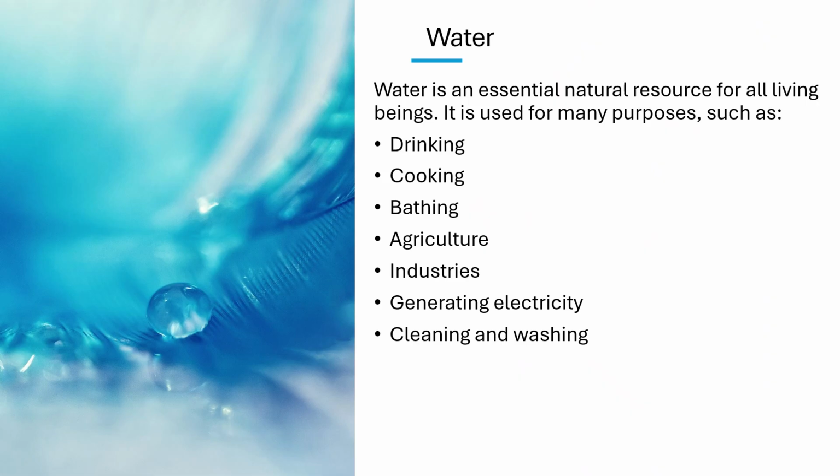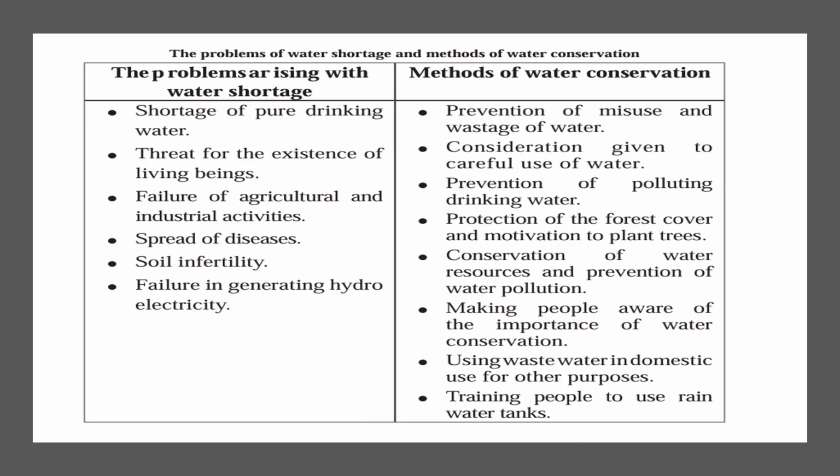Water. Water is an essential natural resource of all living beings. It is used for many purposes, such as drinking, cooking, bathing, agriculture, industries, generating electricity, and cleaning and washing. The problems of water shortage and methods of water conservation.